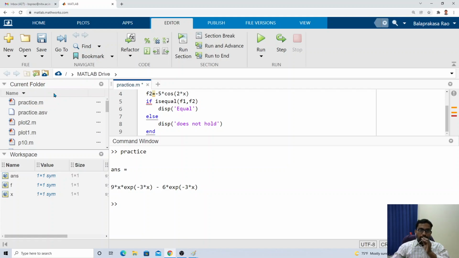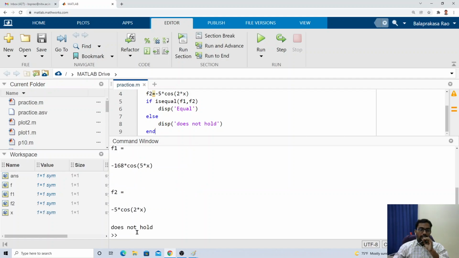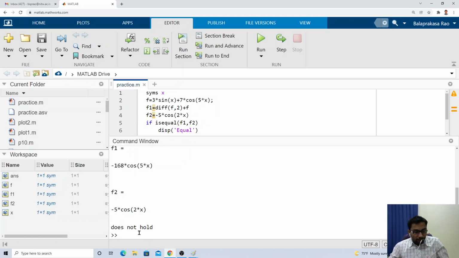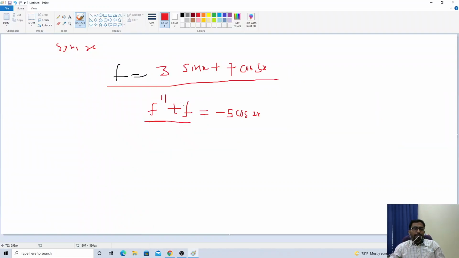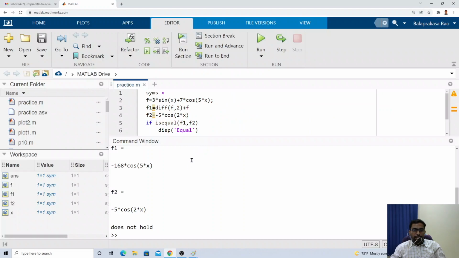End. Let me run this one. It does not hold, right? See, this is f1, this is f2. So obviously it does not hold. This is not equal to this one. That means the equation that we have shown here does not hold. F double dash plus f is not equal to minus 5 cos 2x. You can cross check all these things using these simple commands, right?